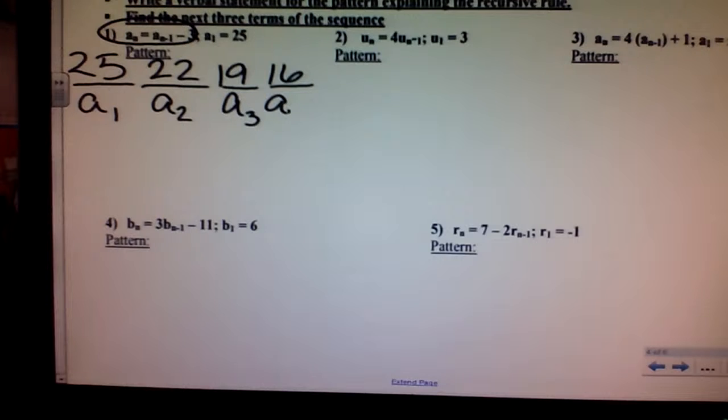So you need to figure out, what do I need to do according to my pattern, and then find the pattern. Find me the next 3 terms.